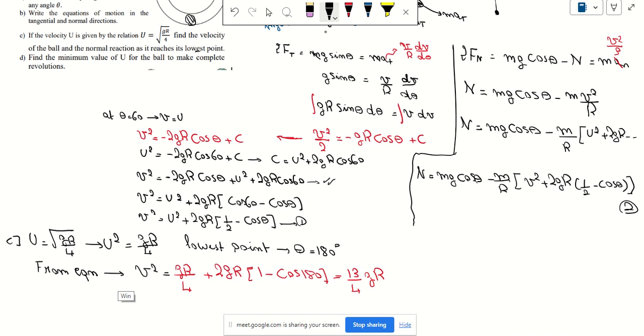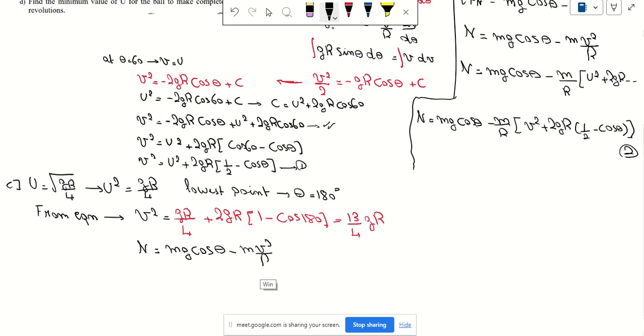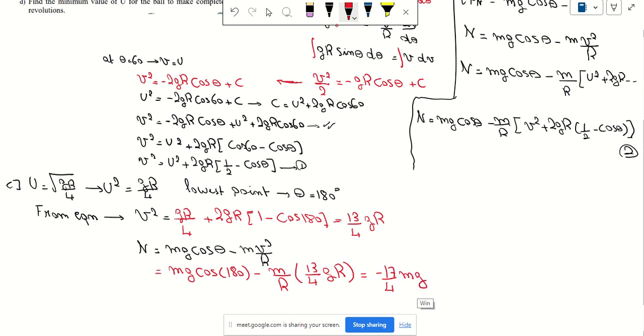And N is equal to mg cosine theta minus mv squared over r. So it will be equal to mg cosine 180 minus m times v squared over r. This is r, so with v squared equal to 13 over 4 gr, this will be equal to negative 17 over 4 mg.